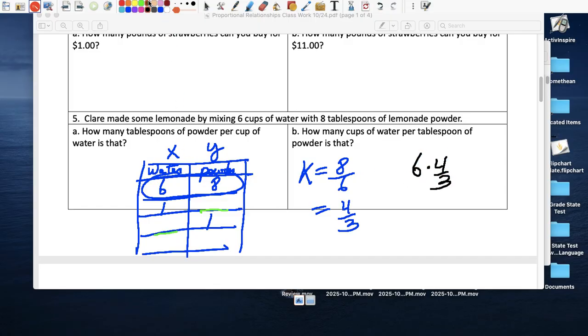So because we're going this way, is it 8? Let's just prove it. Put this over 1. 6 times 4 is 24. 1 times 3 is 3. And that gives me 8. So that's true. So 6 times 4/3 is 8.